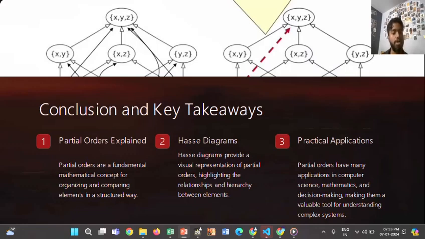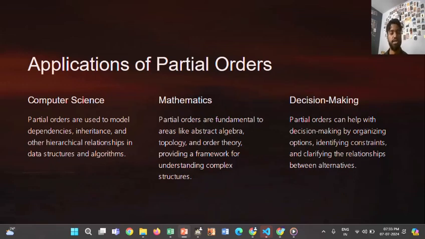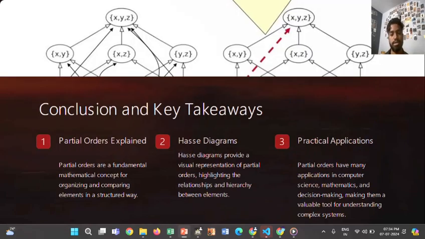Conclusion and key takeaways. Partial orders explained: a fundamental mathematical concept for organizing and comparing elements. Hasse diagrams provide a visual representation of partial orders, highlighting the relationships and hierarchy between the elements. Practical applications, which we saw earlier: computer science, mathematics, and decision making. In computer science, they model dependencies, inheritance, and hierarchical relationships in data structures and algorithms. In mathematics, they support topology, abstract algebra, and order theory, providing a framework for understanding complex structures. In decision making, they help in organizing options, identifying constraints, and clarifying the relationships.